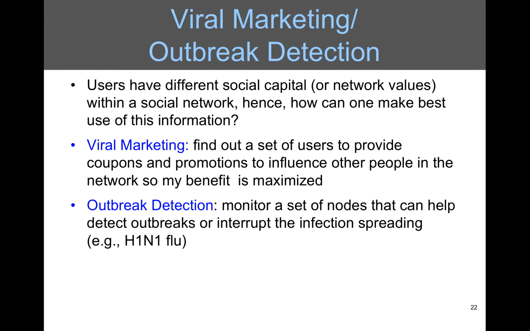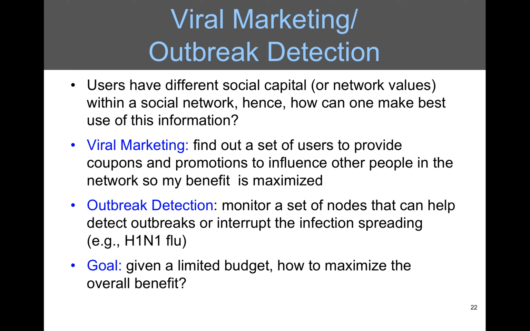So you want to figure out who should I target so that when they tweet about it, people are going to follow them and rest reassured that Ebola is not airborne. So these are people who can help either detect outbreaks or control the infection from spreading beyond it because they are influential within their network. And both these two problems are interesting when you have a limited budget.